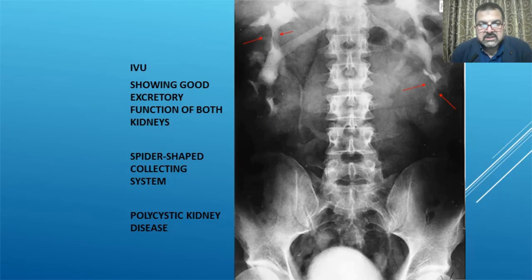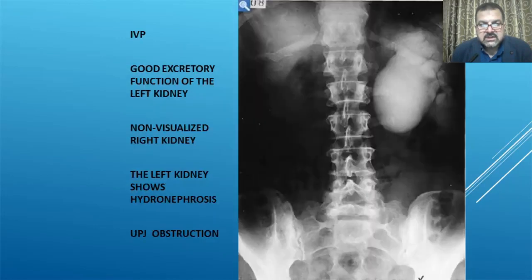IVP here also, you can see some filling defects which can show us polycystic kidney disease. Here, as you can see, no right side kidney. Mostly this patient lost his kidney after long years of having this PUJ obstruction, or maybe he underwent nephrectomy surgery. And the left side, as you can see, ballooned pelvis, that is significant for PUJ obstruction, pelviureteric junction obstruction.